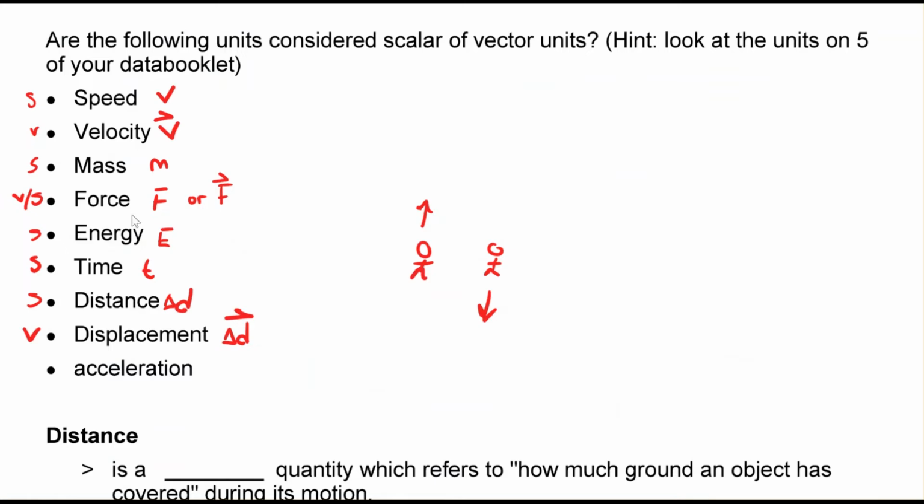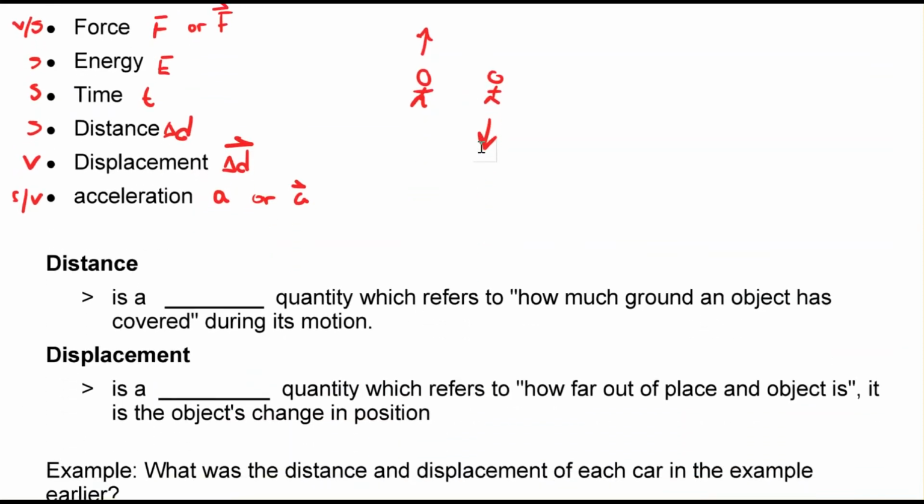We can talk about either or, okay? We could say a, or we could say a with an arrow, so it can be a scalar or a vector. The word acceleration can be used for both, so that's okay. That's no problem. Okay, we're going to go ahead and move on.